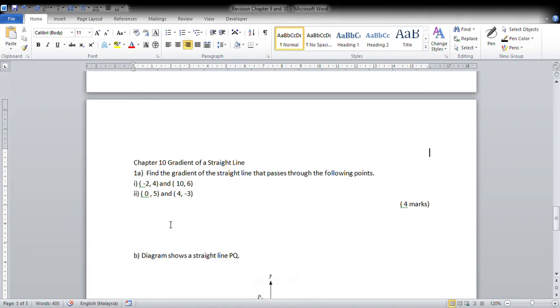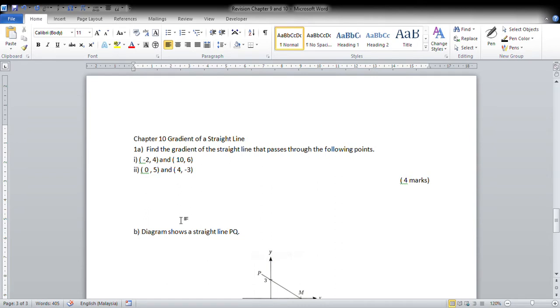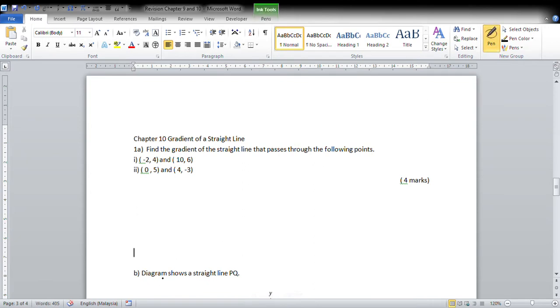Hello class, so here are the divisions for chapter 10. So we're going to answer for gradient and straight line. Question number 1, find the gradient of the straight line that passed through the following point. Okay, to calculate gradients, please remember this formula: y2 minus y1 over x2 minus x1.